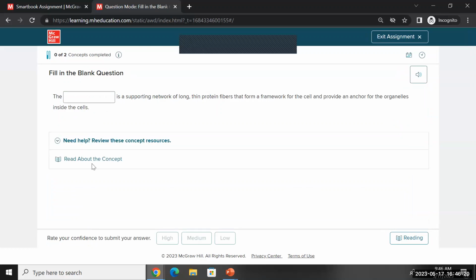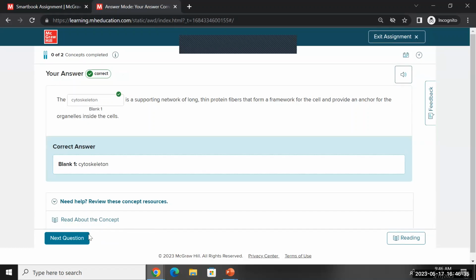Next question. The blank is a supporting network of long, thin protein fibers. Okay, I think I know that one. I'm going to say cytoskeleton. I'm going to say medium confidence. Okay, I got that one correct.